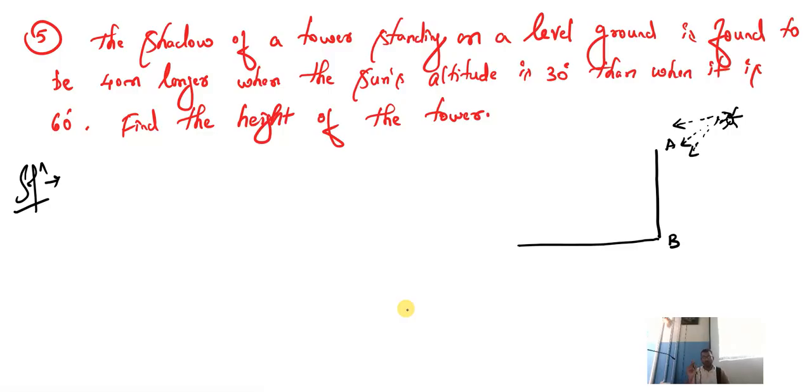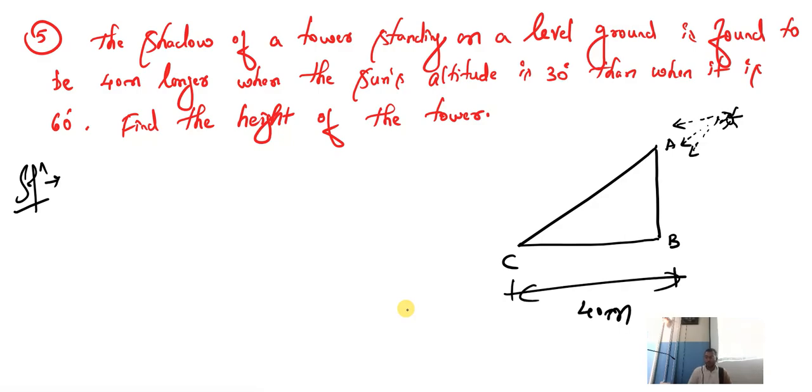Now here the question is, the shadow of a tower standing on a level ground is found to be 40 meter. How much is the shadow falling, it seems? 40 meters. Not exactly 40 meters, even in that they have given some hidden step. If they had said 40 meter is the shadow falling, let me say this is the shadow C, from B to C was 40 meter. We might have written BC as 40 meters.